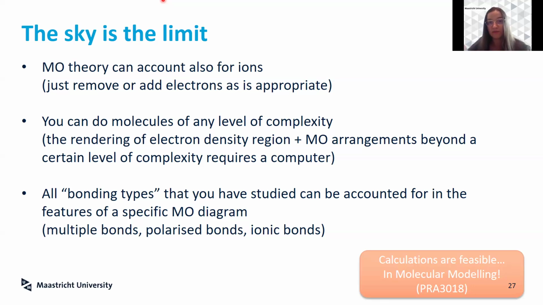Everything that is beyond a certain level of complexity, however, requires a computer. So a computer will calculate for you on your behalf everything that needs to be done in terms of energy. The bonding style that you have already encountered, so single bond, double bond, triple bond, partially ionic, how strong is this bond, is this a polarized bond, all of this will be accounted for by how you distribute the electron density and how deep you go with the orbitals. If you actually want to be able to do rendering and calculations, we do have a more advanced course, which is quantum chemistry, that goes together with molecular modeling, in which you do exactly this type of calculation.